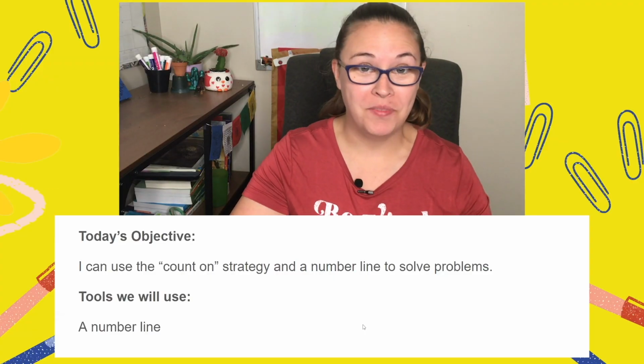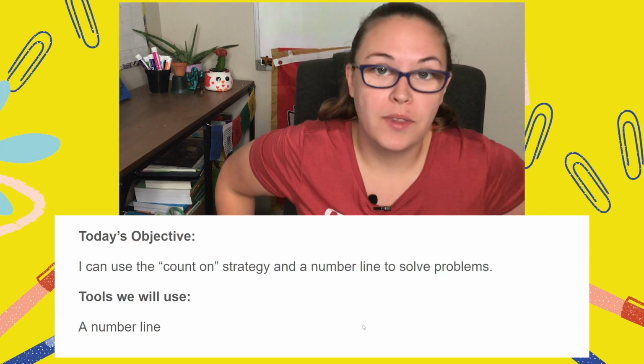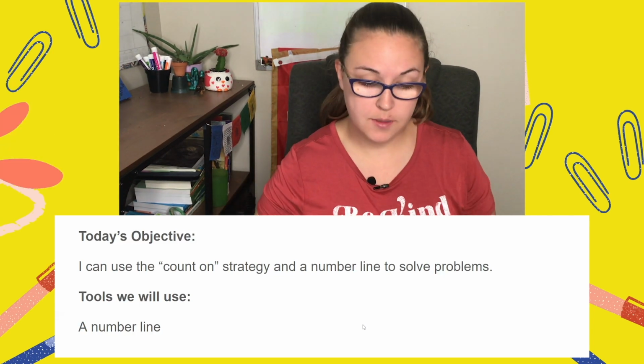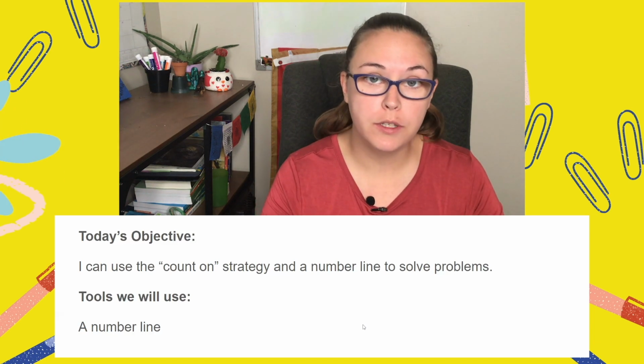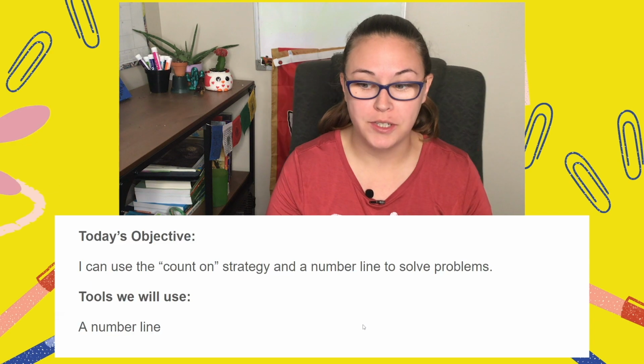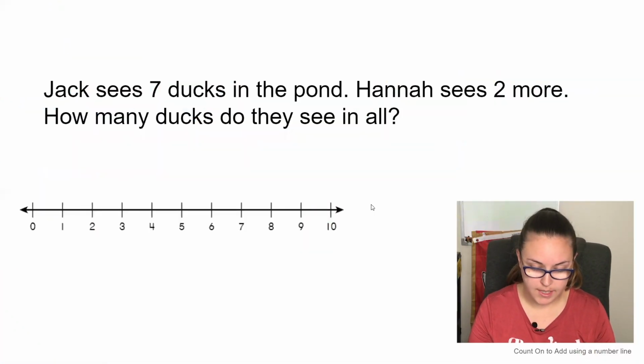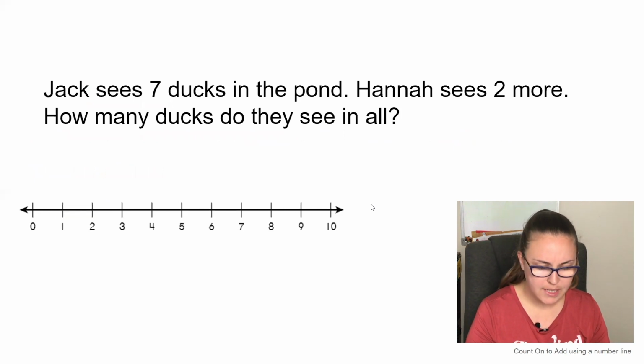Getting started. Is your number line ready? Like I said, today we're going to be working with the count on strategy. It's a specific strategy, and the tool that we'll use is a number line today. Let's jump right into our first question. Jack sees 7 ducks in the pond. Hannah sees 2 more. How many ducks do they see in all?